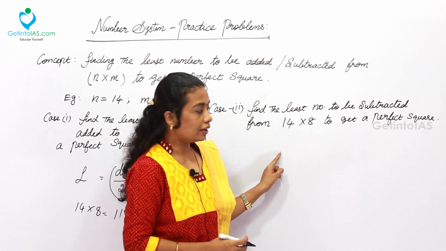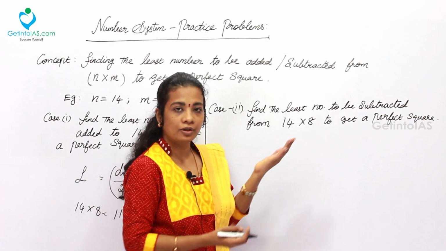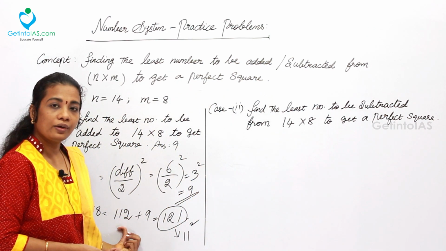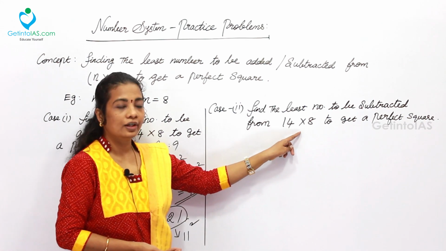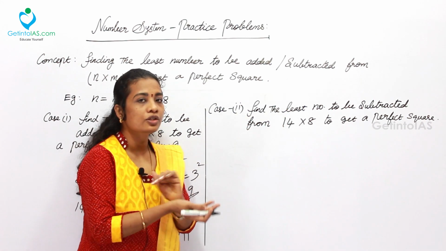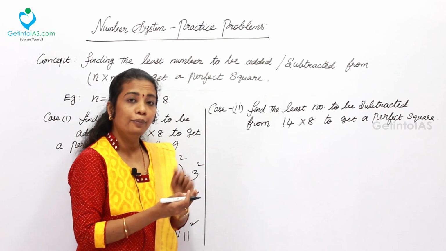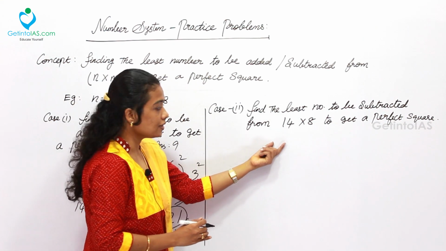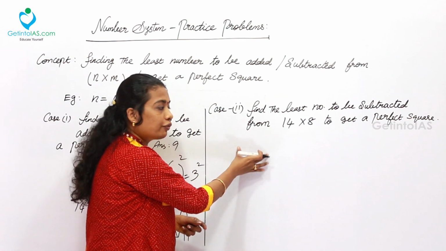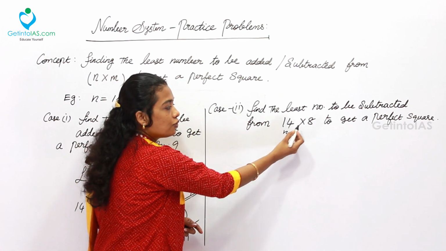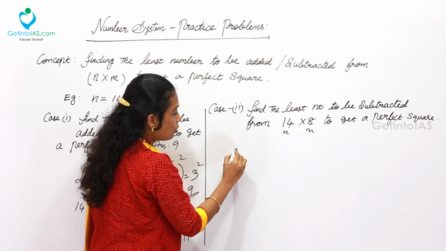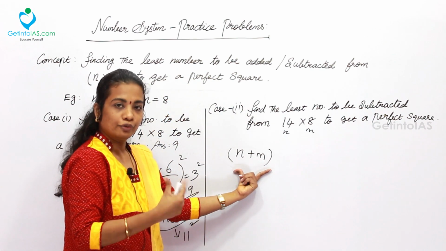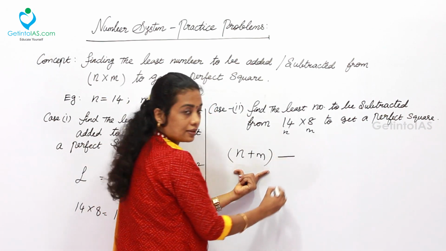So here 14 into 8, the result we have seen is simply 112, right? So from 112 some number is to be subtracted to get a perfect square. Here also we can get a previous perfect square. How to do that? Here we have the specific formula. So we can say n is 14 and m is 8. So the formula here is n plus m. You want to add up first, then subtract.